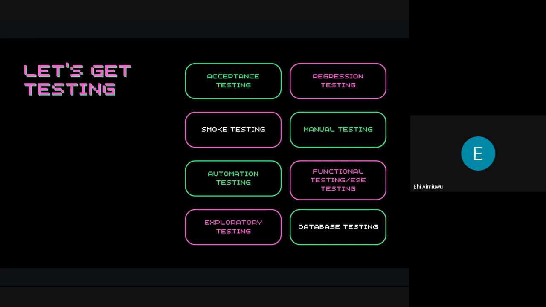It's really about discovering things and relying on the guidance of the individual tester to uncover defects that might not be easily covered in the scope of other tests. And then there's also database testing. Database testing is the process of checking that everything's in order in regards to the database.